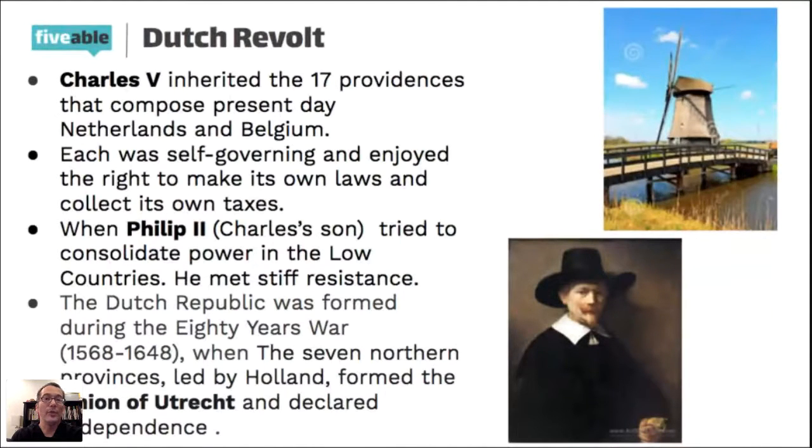Now, when things started to go bad, and the Dutch actually started to think about their independence, everything started to go sour when Philip II, who is Charles V's son, inherited the provinces from his father, and he decided to consolidate his power and make it clear that he's in control. And again, the context is we're talking about the 16th century.